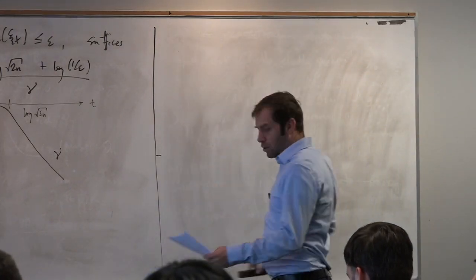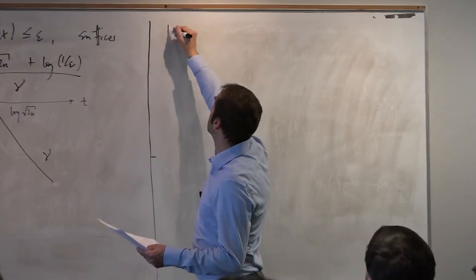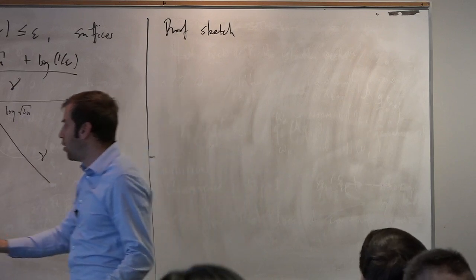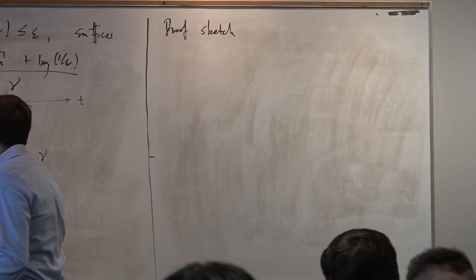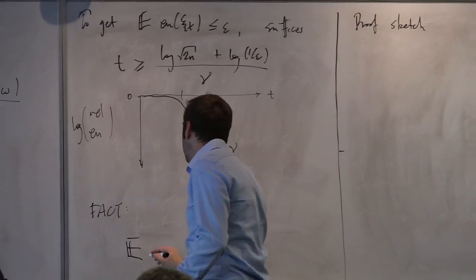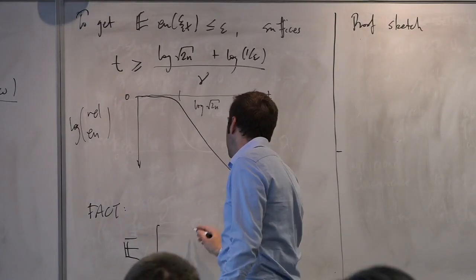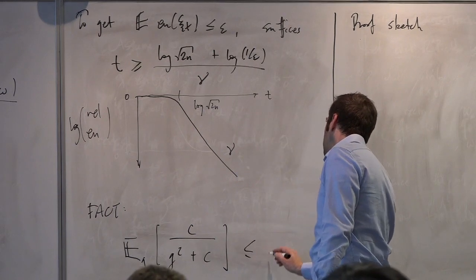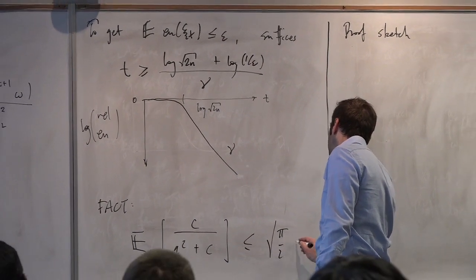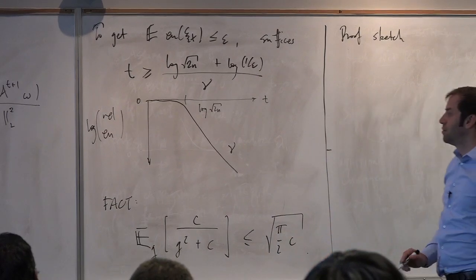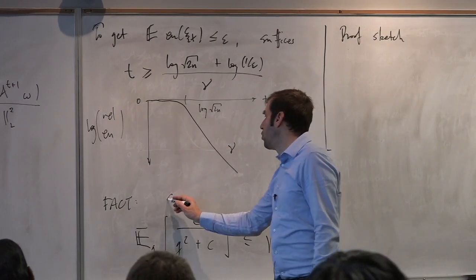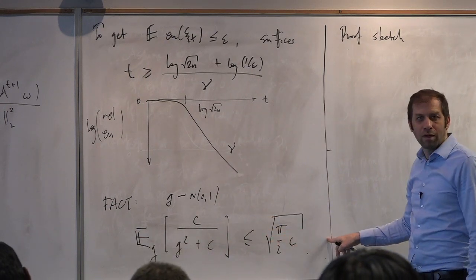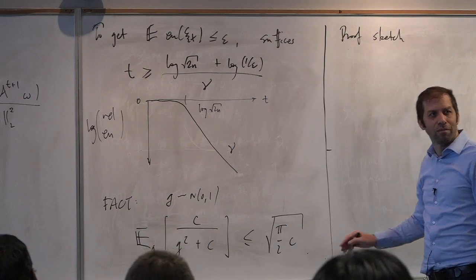Okay, so here's a sketch of the proof. It depends on the following fact. The expectation over a standard normal variable g of c over g squared plus c is less than or equal to the square root of pi over 2 times c. So for g standard normal, you can compute this integral and get this lovely bound.